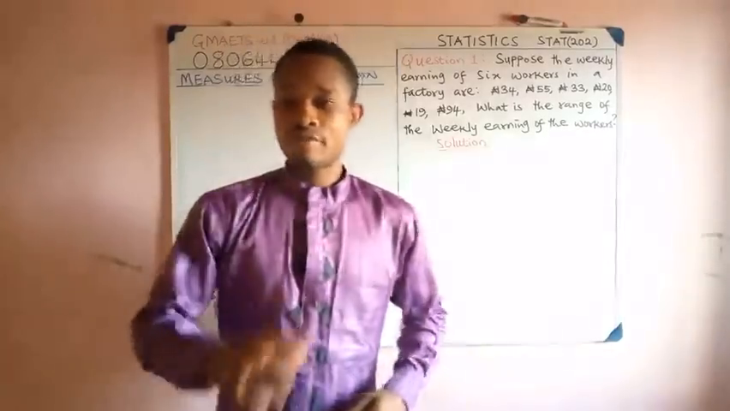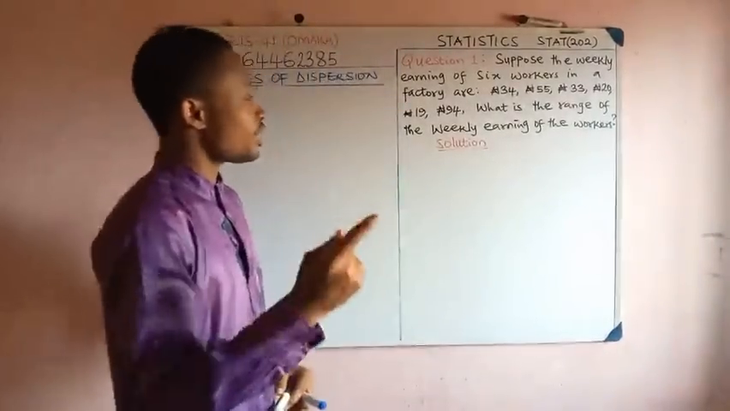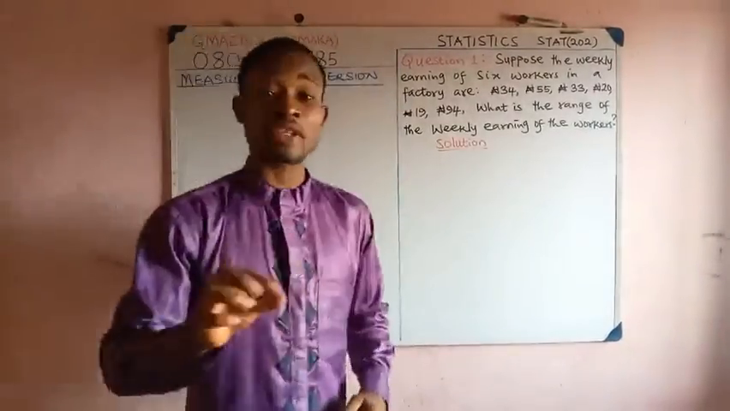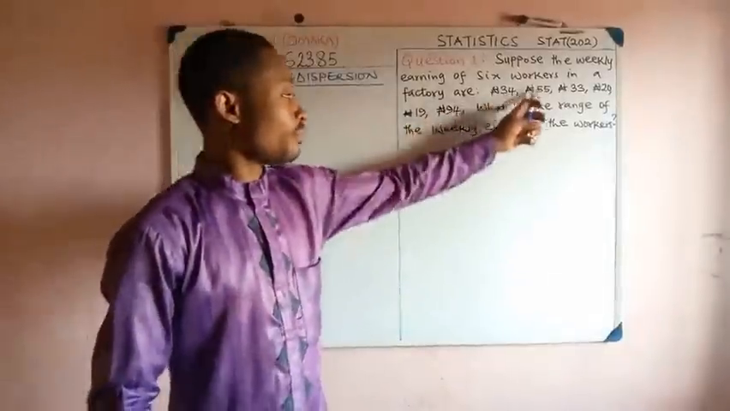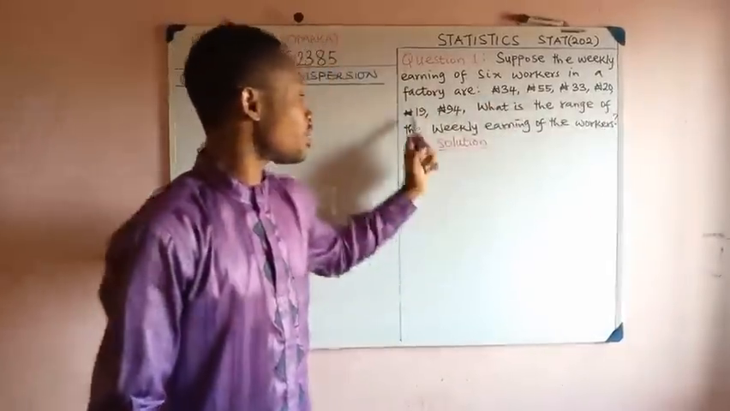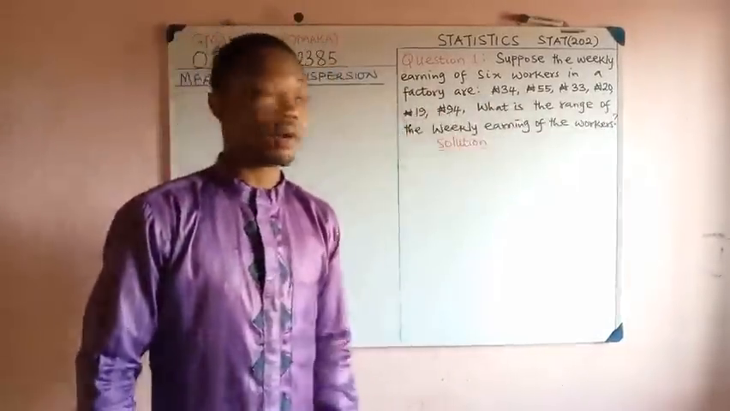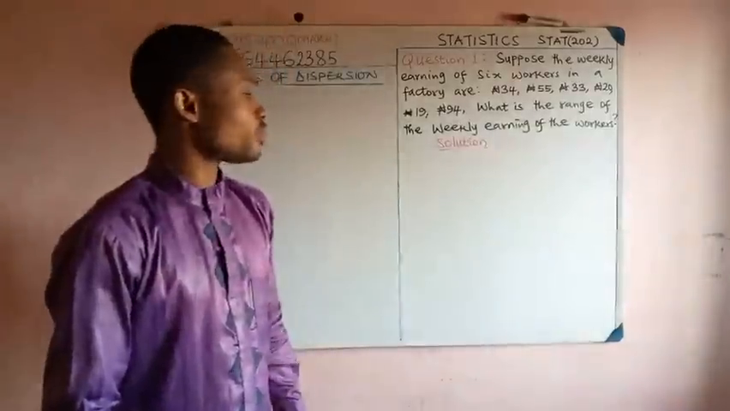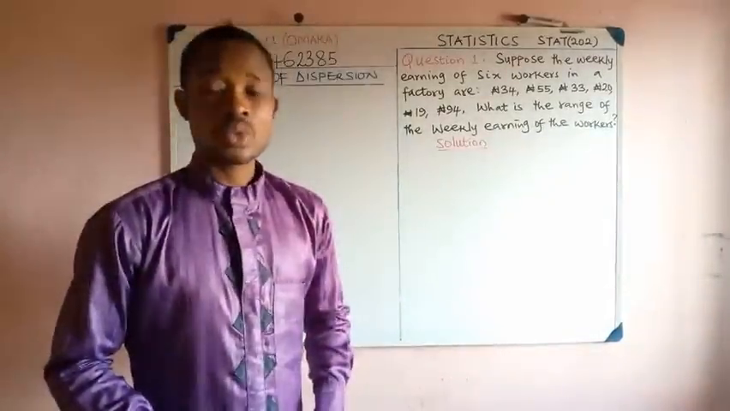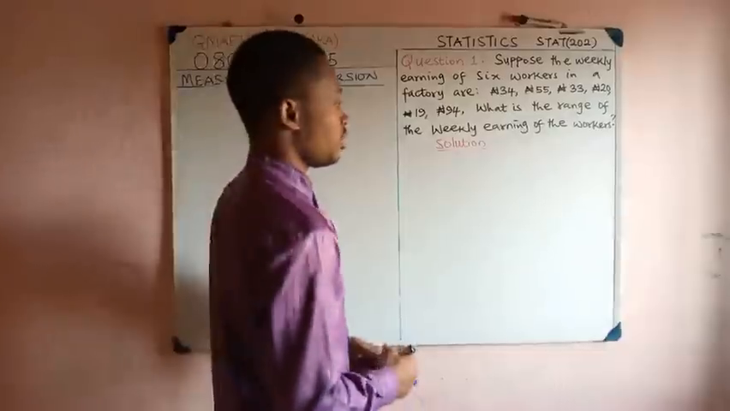In this video, we have this question on the board we want to look at. Suppose the weekly earnings of 6 workers in a factory are 34 naira, 55 naira, 33 naira, 20 naira, 19 naira, and 94 naira. What is the range of the weekly earnings of the workers? So we have to look for the range of the weekly earnings of the workers.